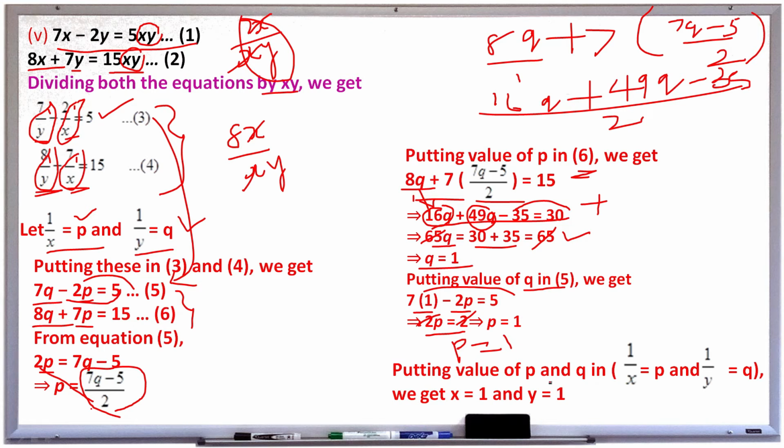Putting this value p and q in the equation, 1 by x is equal to p we have taken, 1 by y is equal to q. So p value is 1. So 1 by x is equal to 1. We have taken p value, we got 1. So x is equal to, cross multiply, x is equal to 1. Similarly y is equal to 1. x and y value we got it.